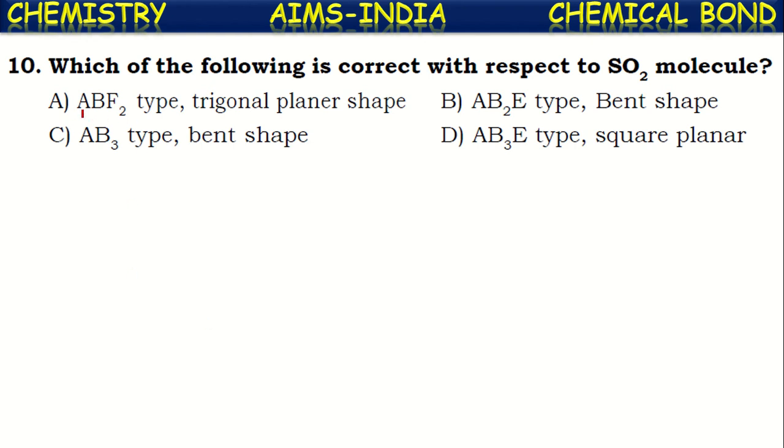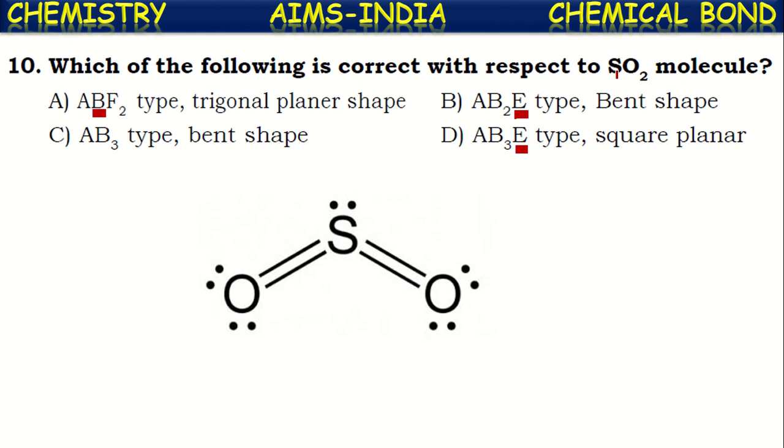In this, the first letter A represents the central atom, B represents the number of bond pairs on the central atom, and E represents the number of lone pairs of electrons on the central atom. Now let us see what kind of molecule this is, meaning how many bond pairs and lone pairs are there on the central atom in the SO2 molecule. Say this is the structure of the SO2 molecule.